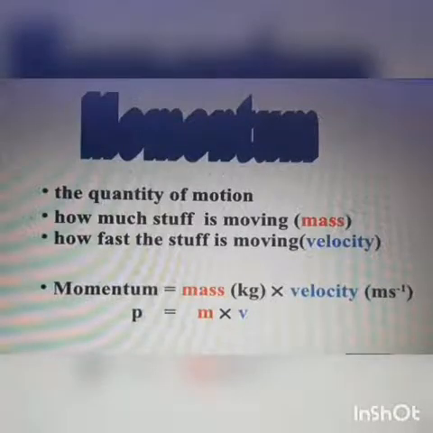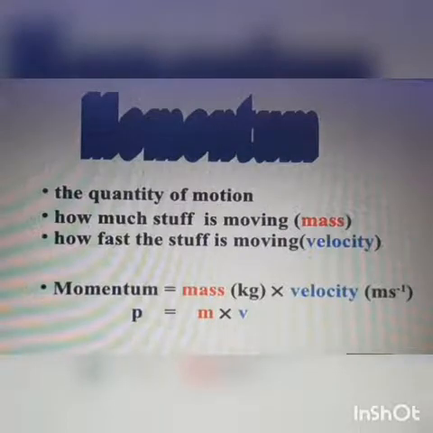As we have learned earlier, momentum is the product of mass and velocity. So, momentum depends on two factors. One, how much stuff is moving, that is mass, and how fast the stuff is moving, that is velocity. Momentum is denoted by small p, that is equal to m into v, that is mass into velocity. The unit of mass is kg and that of velocity is meter per second. So, the unit of momentum is kg meter per second.